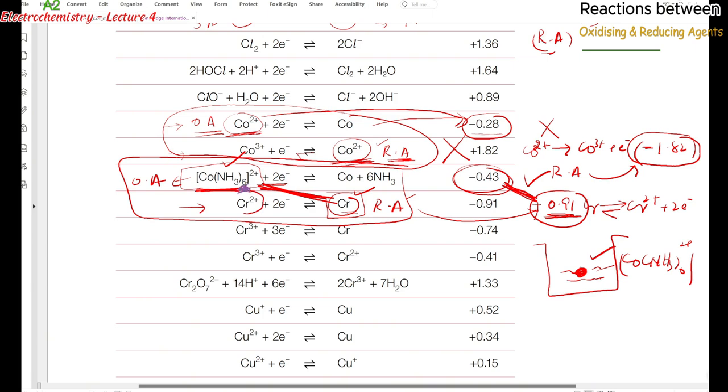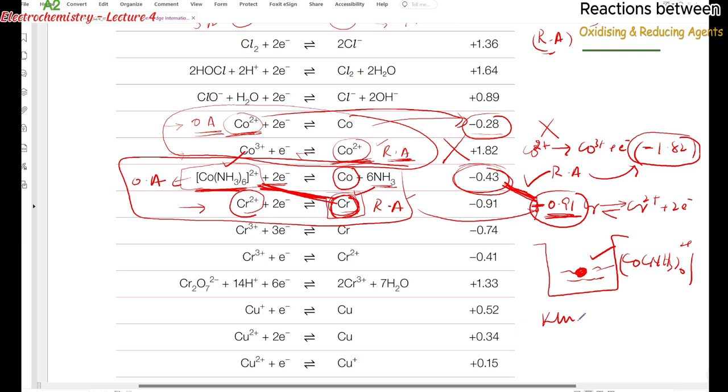There will be the formation of chromium 2 positive ion, cobalt metal is formed, ammonia is formed. So the reaction will happen because the power of the reducing agent is higher, greater, bigger than the power of this oxidizing agent. So this is, you can say, a Kaiser rule.